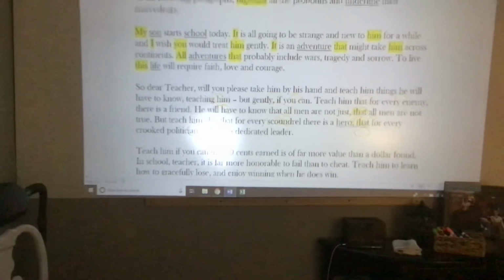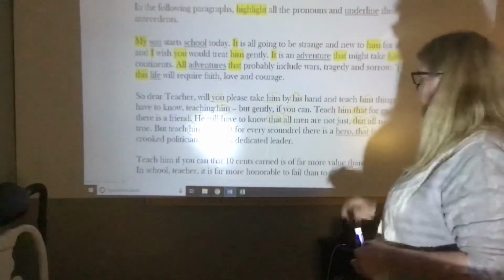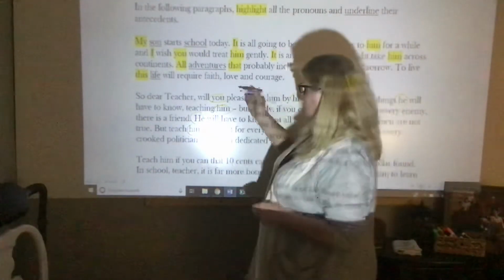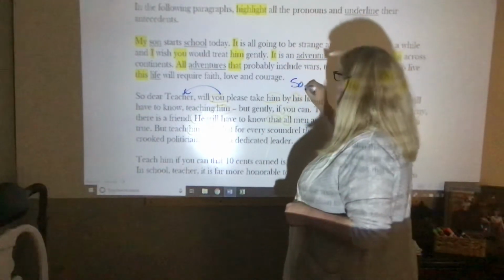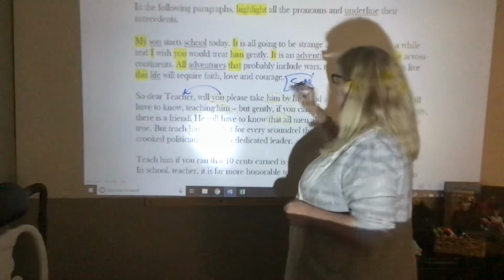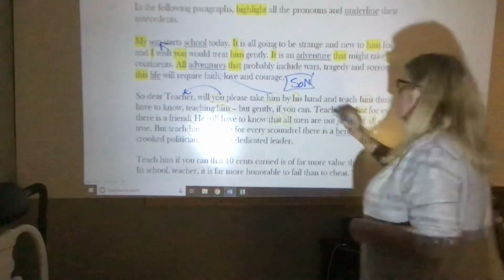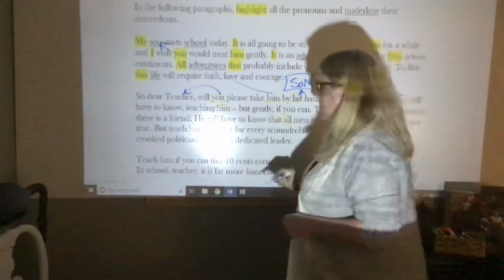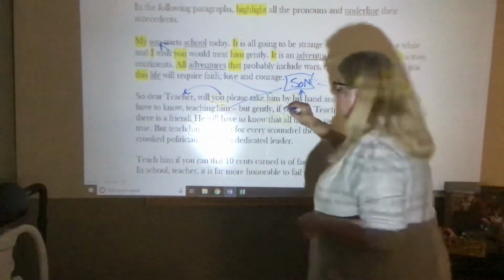Now what we need to talk about is what are the antecedents for these? What are the words that they're referring to? So dear teacher, will you is the teacher, please take him, and again, that's his son. We know that from our first paragraph. Again, by his hand, to teach him, he will have to know, teaching him, gently if you can, you is the teacher.